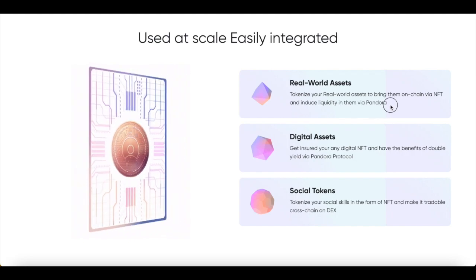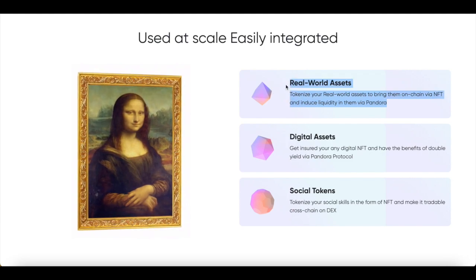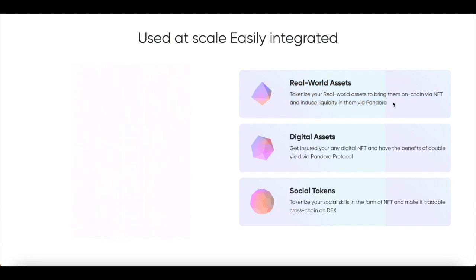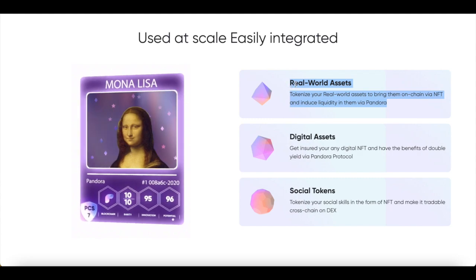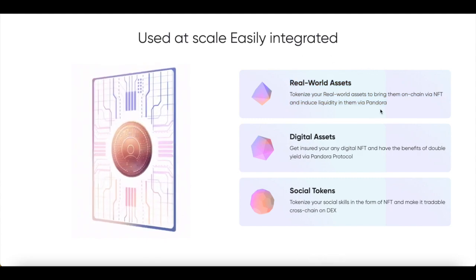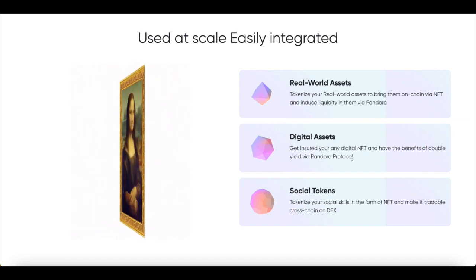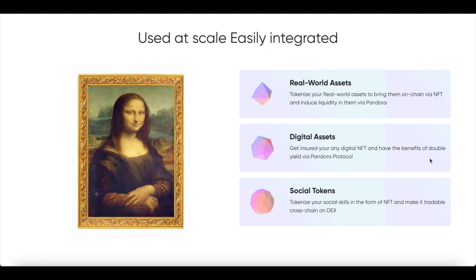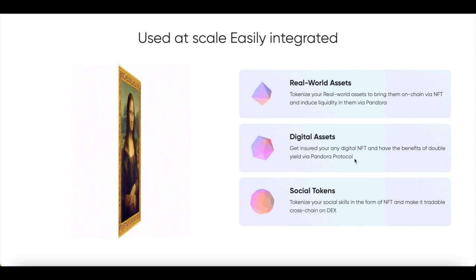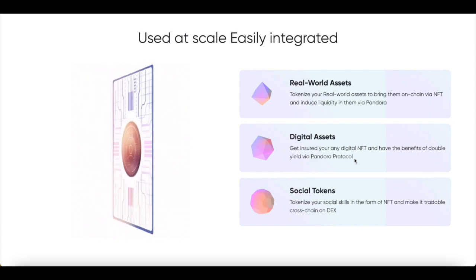Now, for regular people, it's going to take a lot of time to understand these things. I've been learning about crypto for a while now, and I still struggle to understand what all of this means. I have to read it a couple of times just to get my brain around it. Digital assets: get insured by any digital NFT and have benefits of double yield via protocol. So NFTs are slowly starting to trickle into the real world.